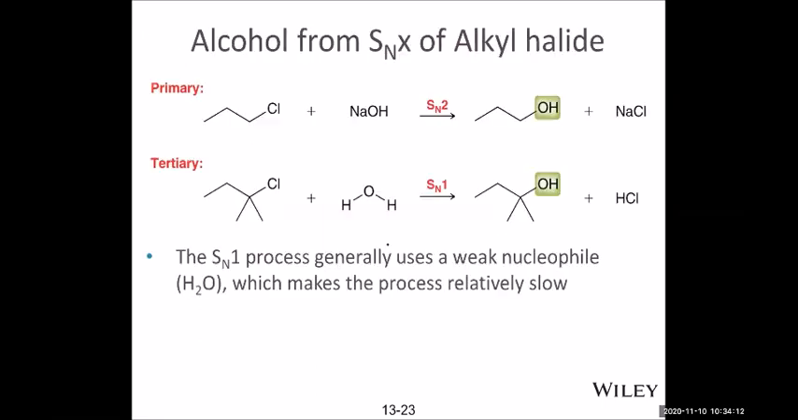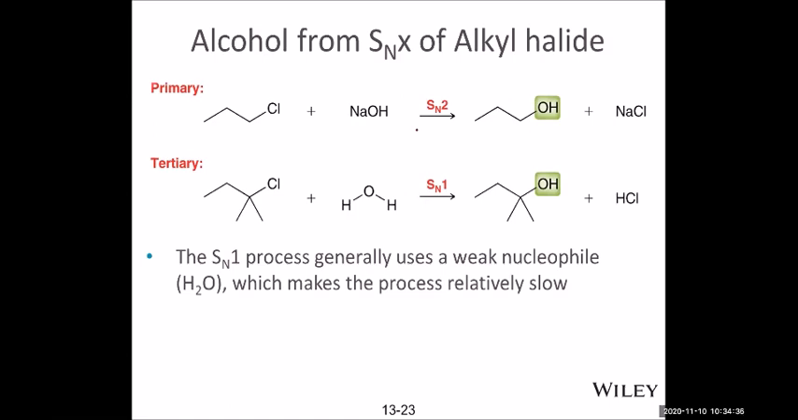So first, let's go over the substitution reaction. In the substitution reaction, the primary halide goes through the SN2 substitution. It needs a stronger base. Hydroxide is necessary because it's an SN2 reaction. The attacking of the nucleophile, the strength of the nucleophile, is important in the SN2 reaction.